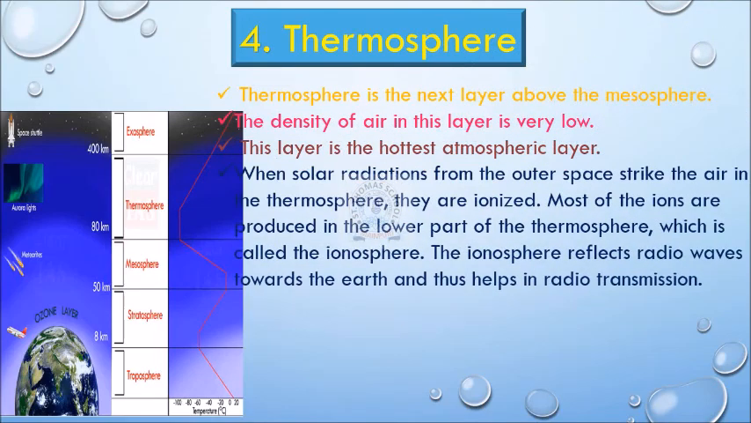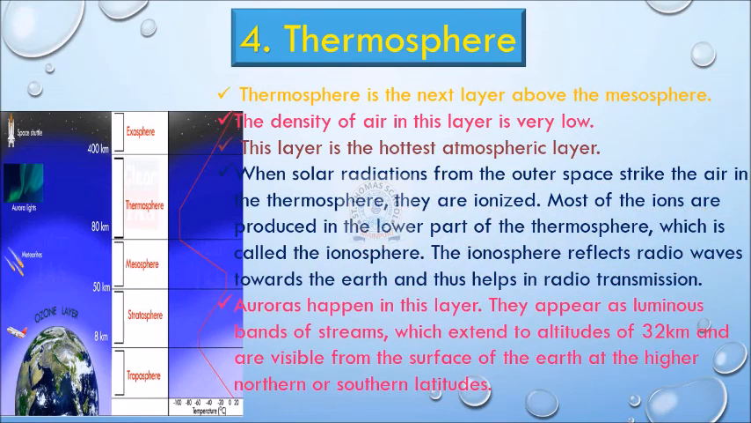When solar radiations from the outer space strike the air in the thermosphere, they are ionized. Most of the ions are produced in the lower part of the thermosphere, which is called the ionosphere. The ionosphere reflects radio waves towards the Earth and thus helps in radio transmission.